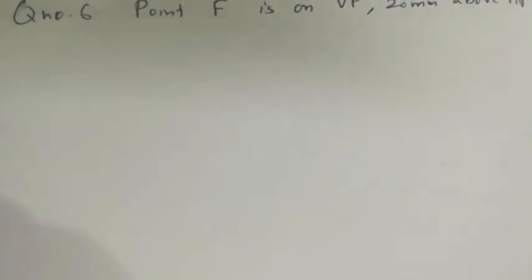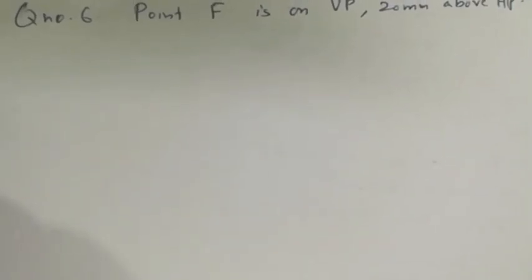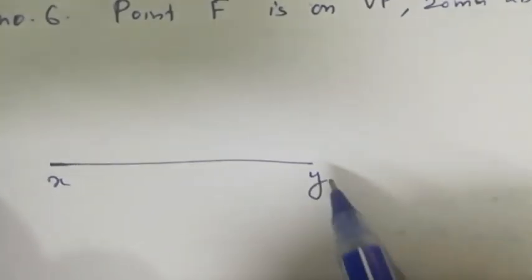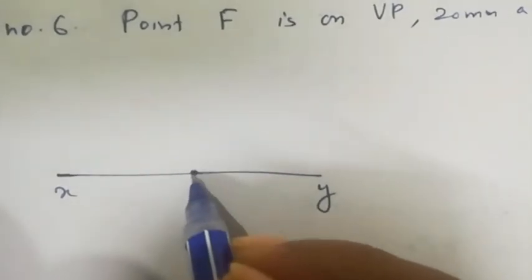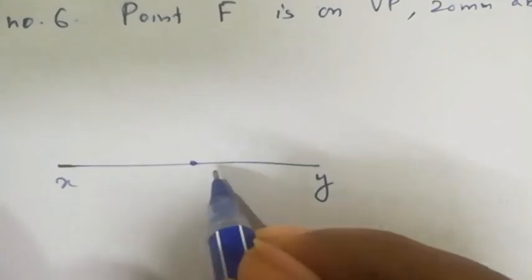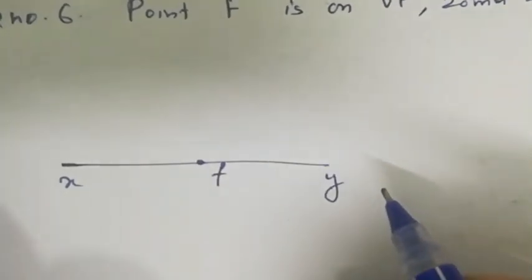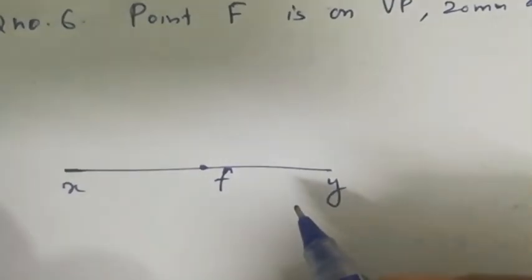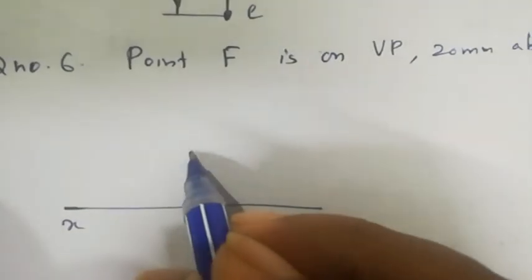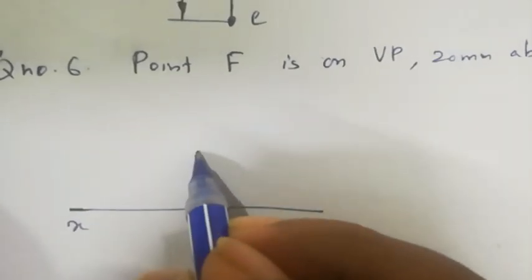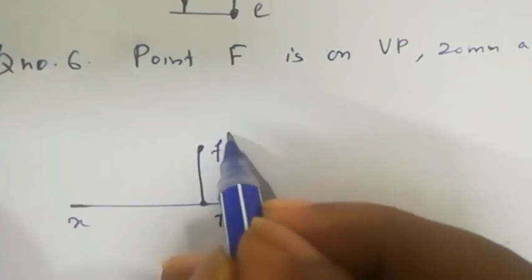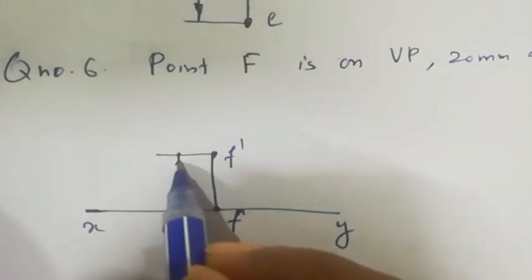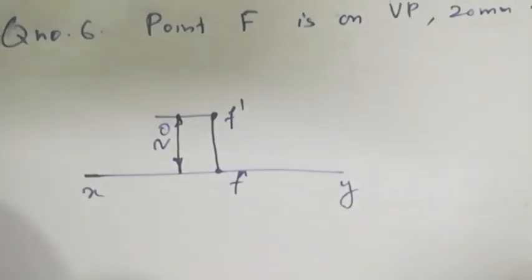Now question number 6. Point capital F is on VP, 20 mm above HP. Draw the XY line. On VP means the top view will be on the XY line, F, small f. Now 20 mm above means the front view is 20 mm above, that is F dash. So we have to dimension. So this is the solution.